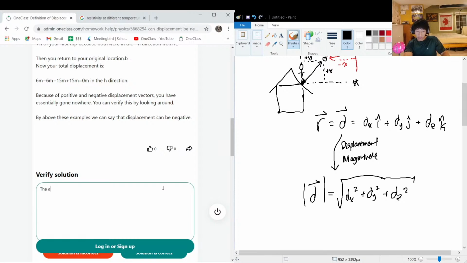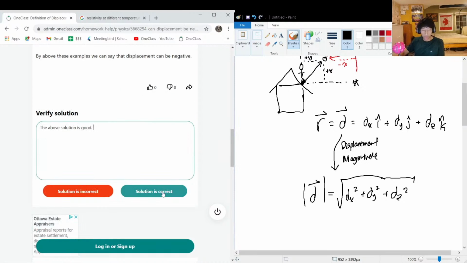The above solution is good. Mention of how, actually never mind. Okay, cool, awesome.